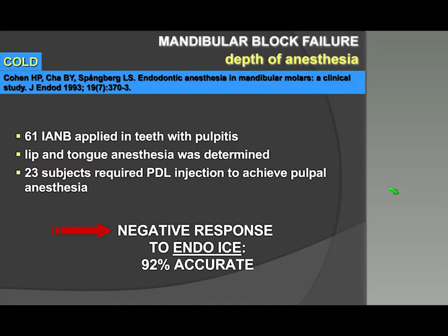Now, sometimes even though we get the definitive sign and then we give the long buccal and begin to work on the patient, they'll feel some pain, pulpal. They won't have pulpal anesthesia. There have been some good papers, good research that's been done on this, and our endodontic colleagues have found that if you are unsure, you can use endo-ice, and if they do not have a response to endo-ice, that's about a 92% accurate indicator that you do have pulpal anesthesia.